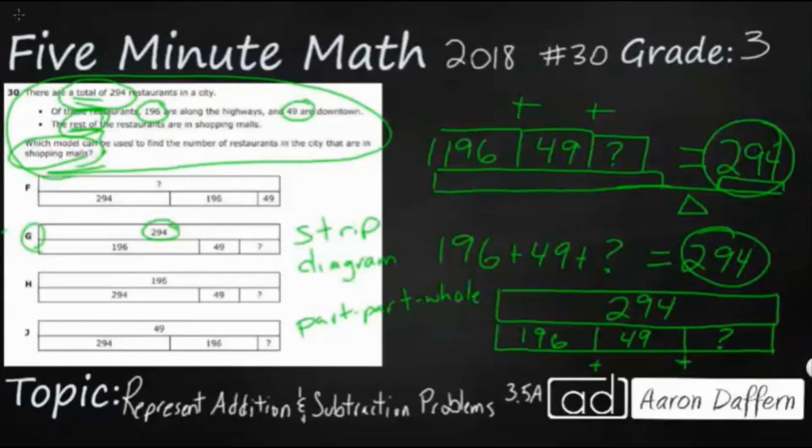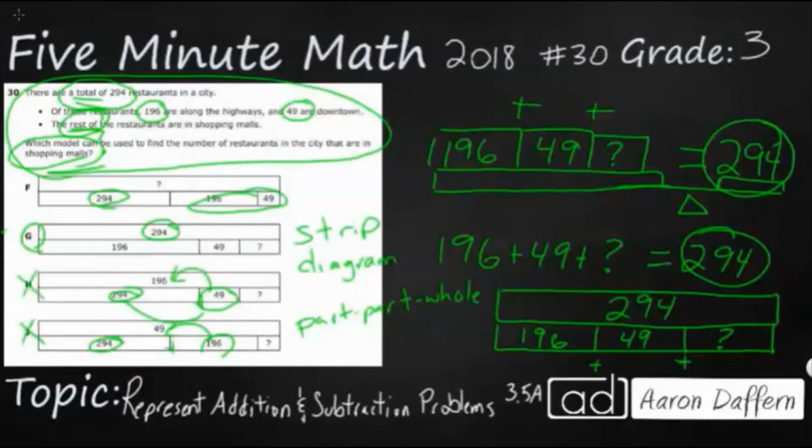Now, why is our answer G and not F, H, or J? Let's take a look at those. First off, F, H, and J all put your total down as one of the parts. They put the whole down with one of the parts. And if you add 294, 196, and 49 in F, or 294, 49, or 294, 196, take a look at these two. 294 and 196, they're way bigger than 49. That doesn't make any sense. 294 plus 49, already larger than 196. That doesn't make any sense.